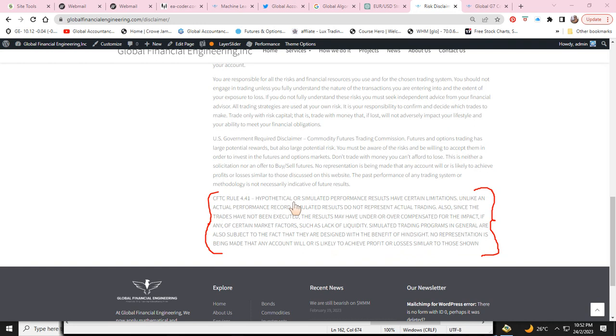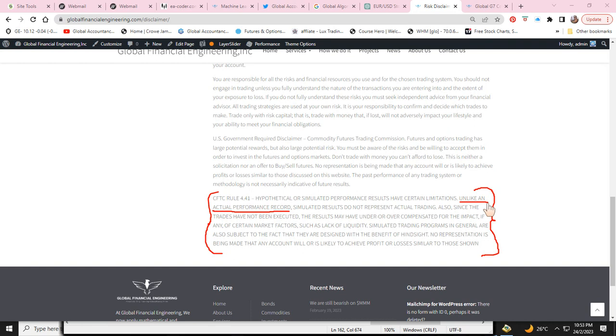Hypothetical or simulated performance results have certain limitations, unlike an actual performance record. Well, it's really an actual performance record in the sense that we are using a live data feed, but the issue is that the emotion that attaches when you lose real money is absent, okay? So we say simulated results do not present actual live trading with real money, I want to adjust that.